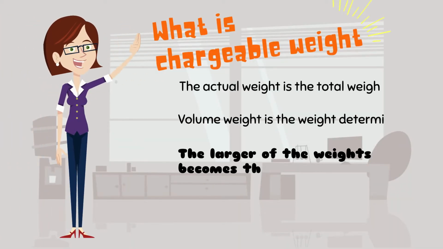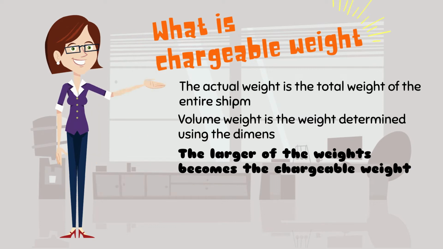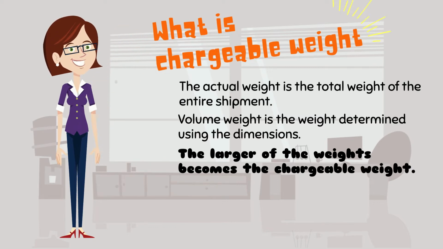There are three kinds of weight that we use in air freight. You have your actual weight, what your box or your shipment actually weighs. You have the volume weight, which we determine using the dimensions of the freight. And then we have the chargeable weight. The chargeable weight is the larger between the two. So whether the actual or the volume is larger, that becomes your chargeable weight.